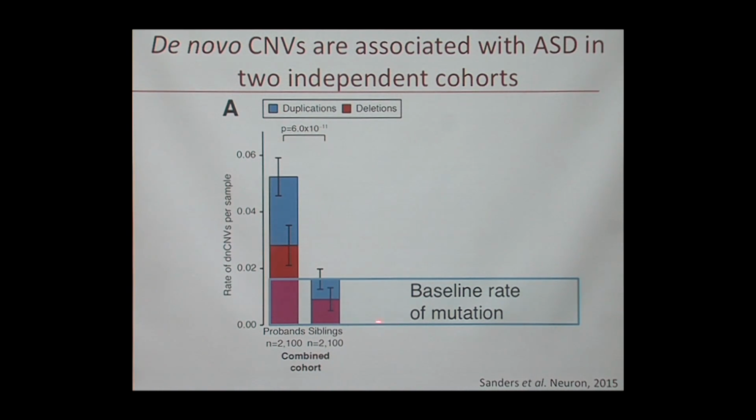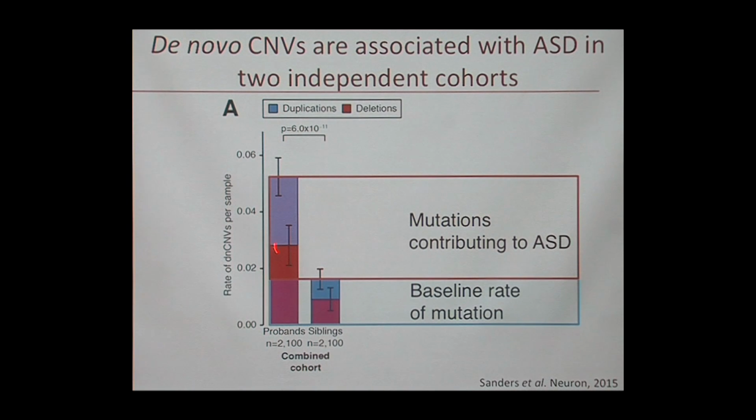The baseline rate of mutation is present in everyone. It's seen in siblings, it's seen in probands. But the explanation for this is that these mutations here contribute risk towards autism. And this actually makes our lives very simple. All we need to do now is work out which mutations are here and which mutations are there.